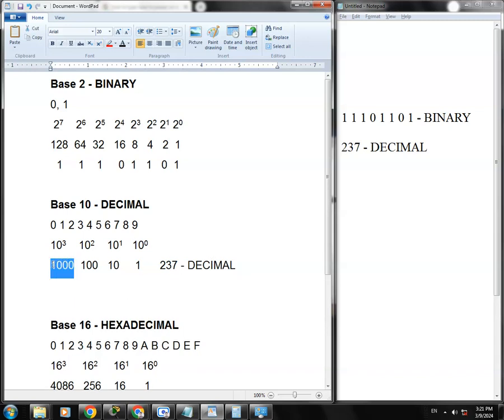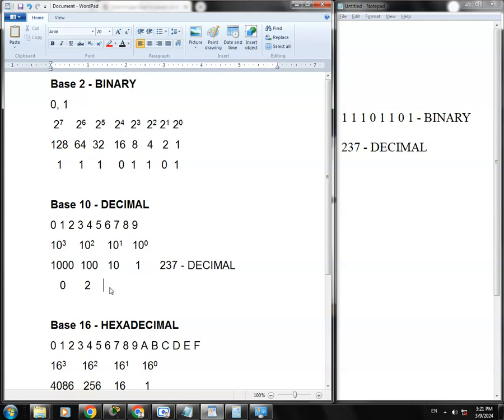So going in here on the 1000, do you think we need 1000 to complete the 237? The answer is no, so I'll put 0 in here. And how about 100? Do we need 100 to complete the 237? Well, we need two 100s, so I'll put 2, and that's a total of 200.